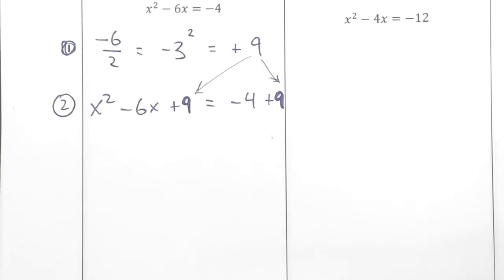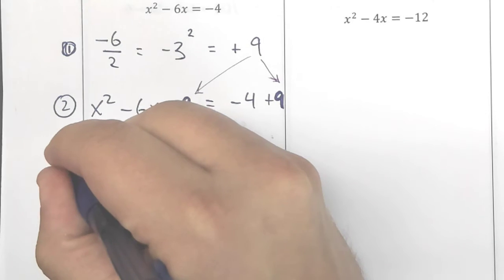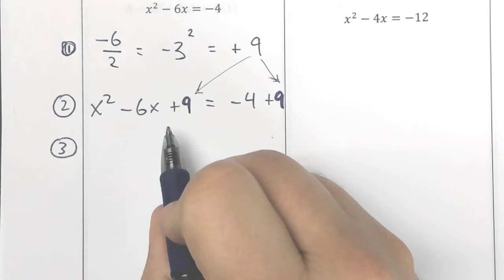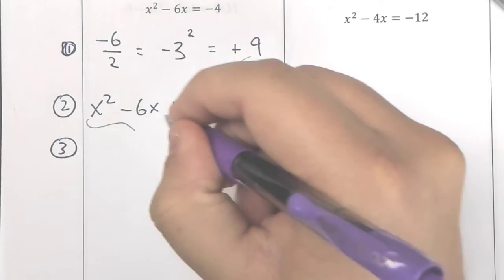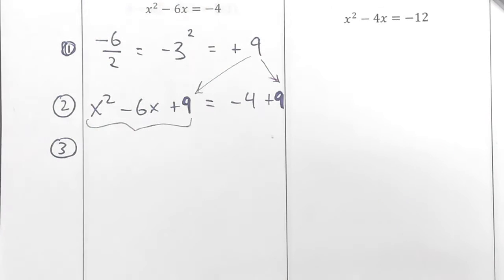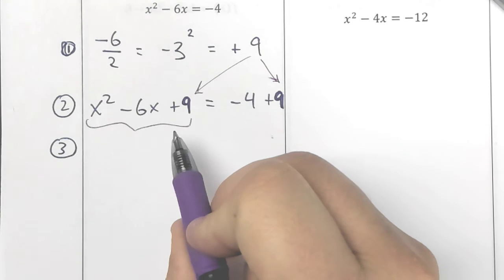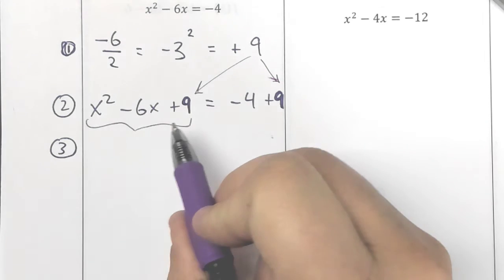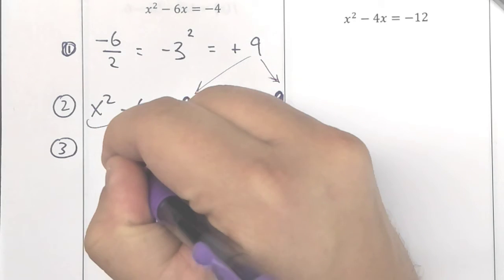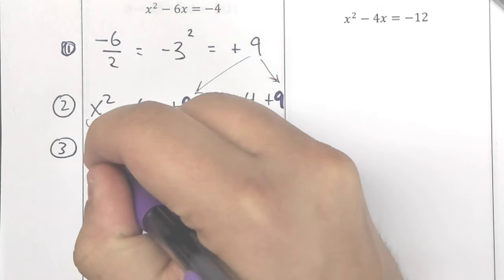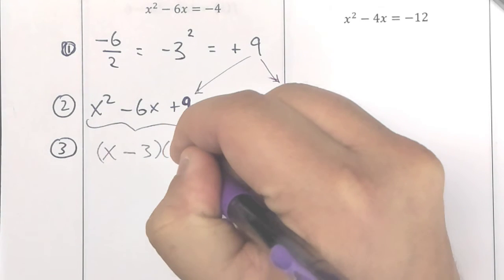Now, step 3 is we're going to go ahead and factor. So if we take a look at this, the reason we complete the square, the idea is we want to be able to factor this whole thing. This is a perfect square. So simplify it, all right? So this is going to be x minus 3 times x minus 3.